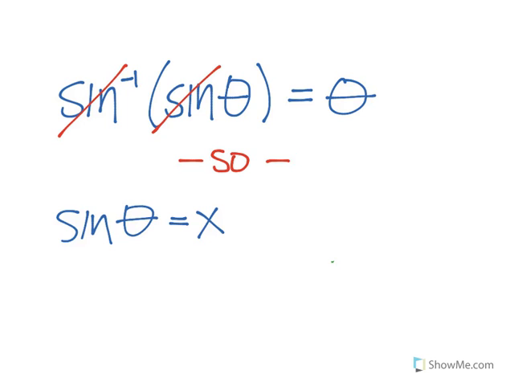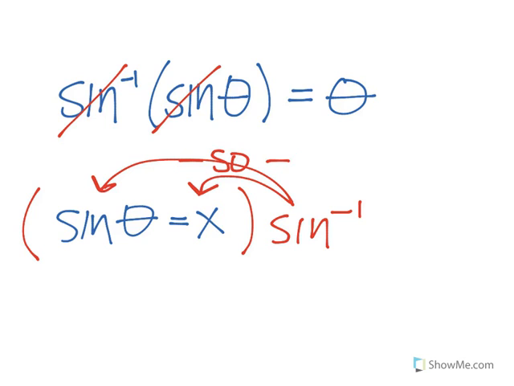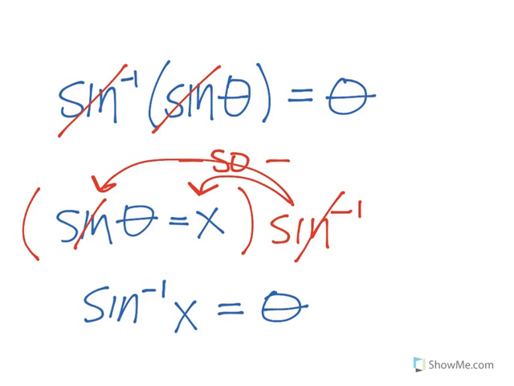To have the inverse of something, you have to have the other variable. So in this case, you're solving for theta. To cancel out the sine, you multiply by inverse sine. You multiply it on both sides. The inverse sine and the sine cancel out. This becomes the inverse sine of x equals theta.